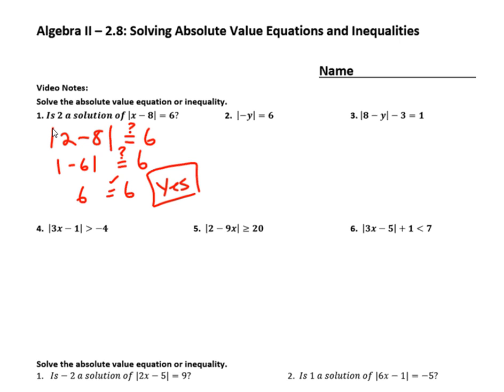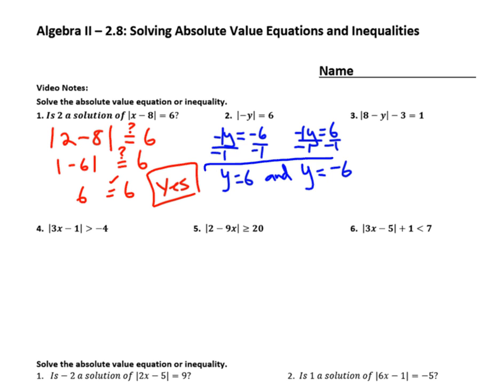Number 2. So now we've got the absolute value of negative y is equal to 6. Now remember that when we do absolute value equations, all we're doing is taking the stuff inside and setting it equal to the left side, and taking the stuff inside and setting it equal to the right side. We're looking for that distance away from that middle number. So now this is a lazy one here, so I divide by negative 1, and I get y is equal to 6. Same thing over here, divide by negative 1, and y is equal to negative 6.